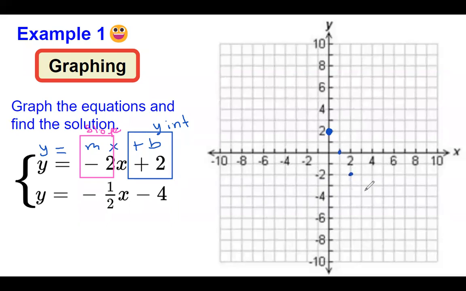To the right 1. Down 2, to the right 1, and continue that same beautiful pattern. Now, if I want to go the opposite direction, I have to go up how many spaces? 2, and to the left 1. Up 2, to the left 1, up 2, to the left 1, and so on and so forth.